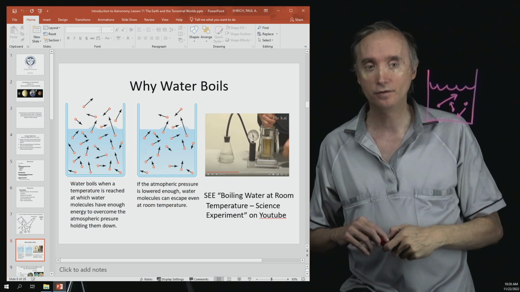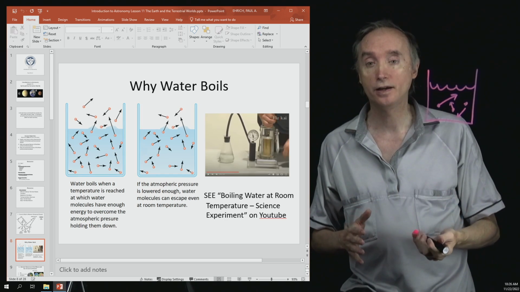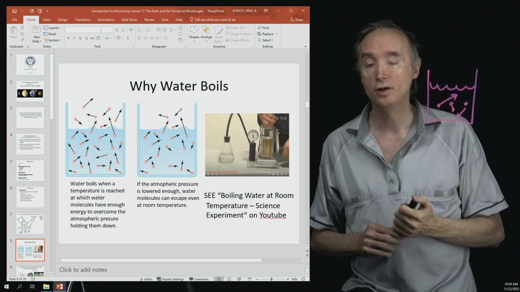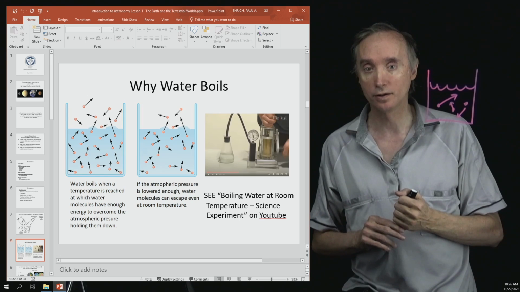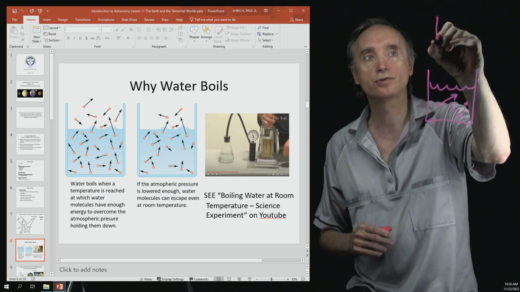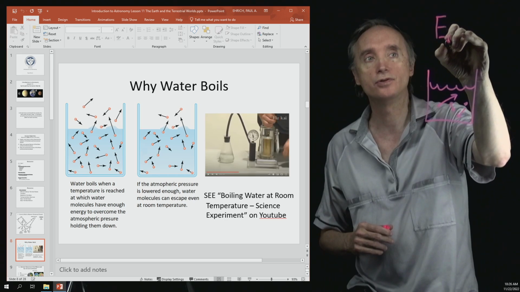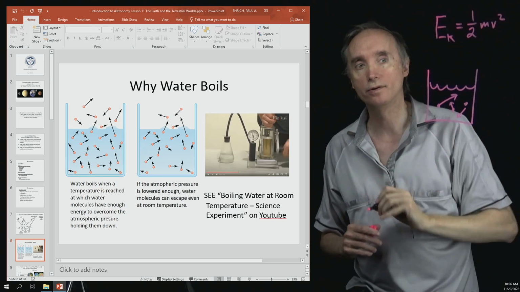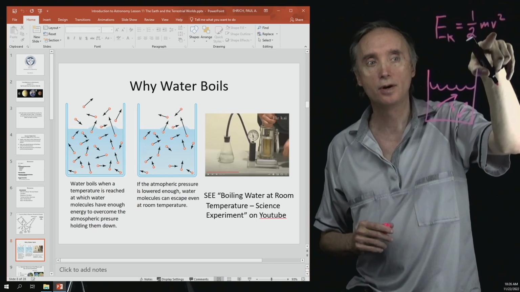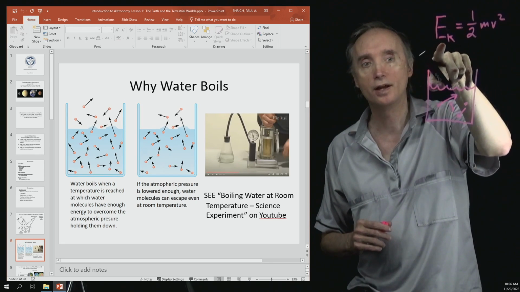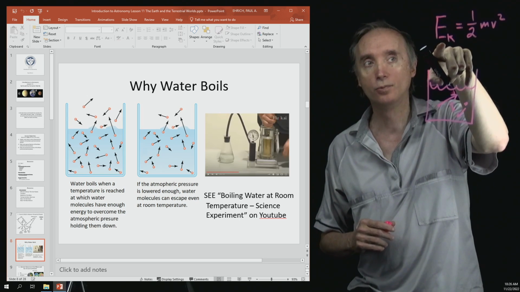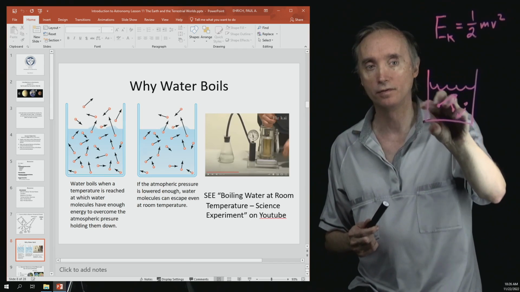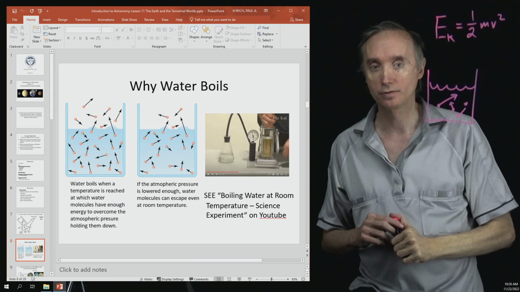If you recall, we defined the temperature of a substance as being proportional to the kinetic energy of the molecules that make it up. Just to remember here, the kinetic energy is equal to 1/2 mv squared, so the faster a molecule is moving, the more kinetic energy it's going to have. When you average all of those kinetic energies of all the molecules of the water, that's going to be the temperature of the water.